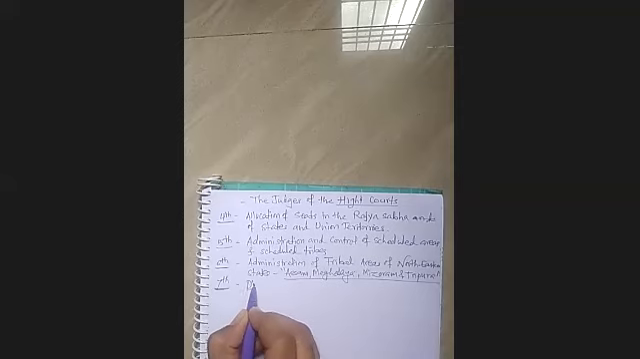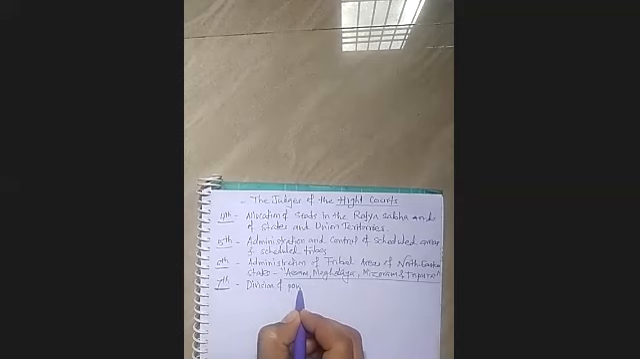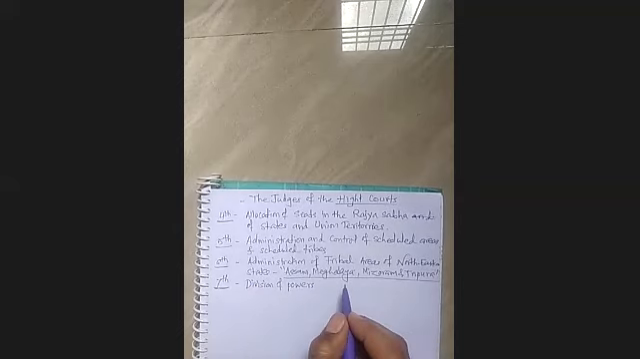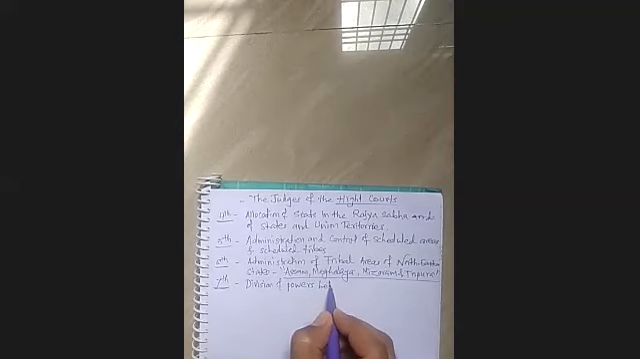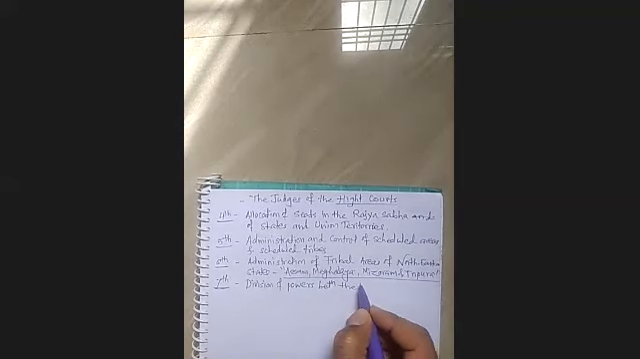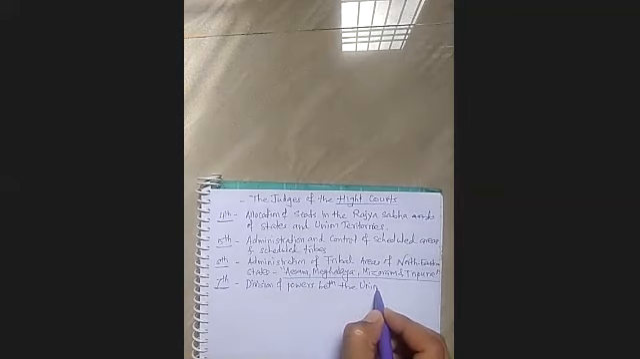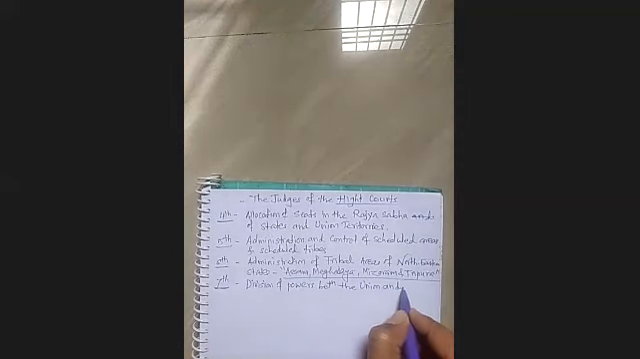Provisions related to division of powers between the union and states, right? So in terms of union list, state list and concurrent list, these are the different things which we can consider.